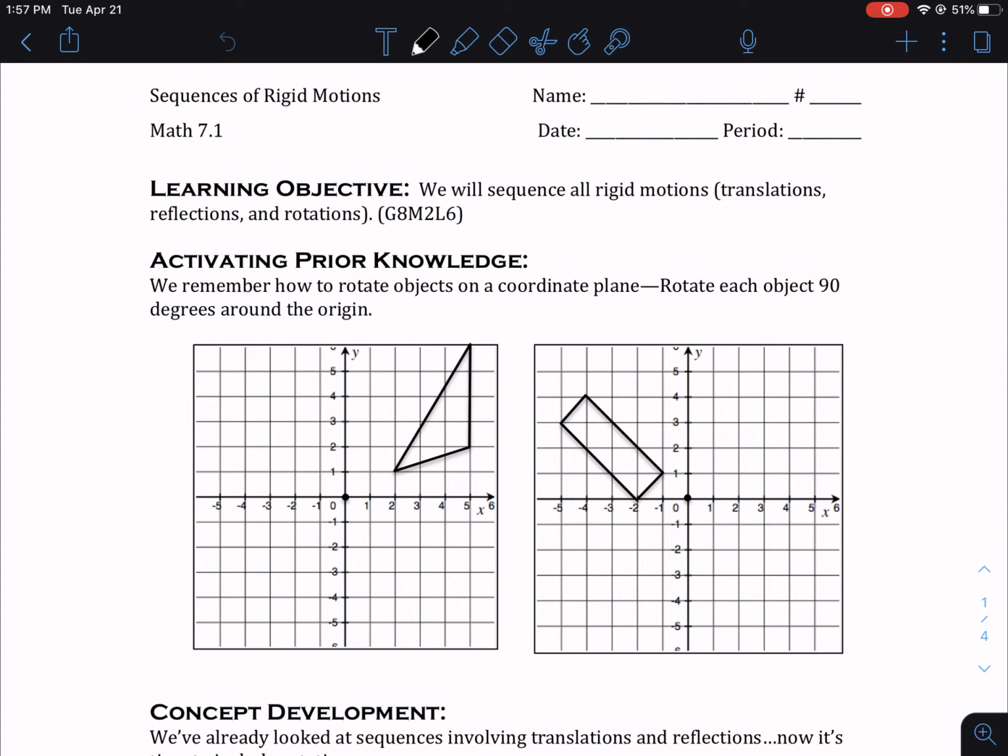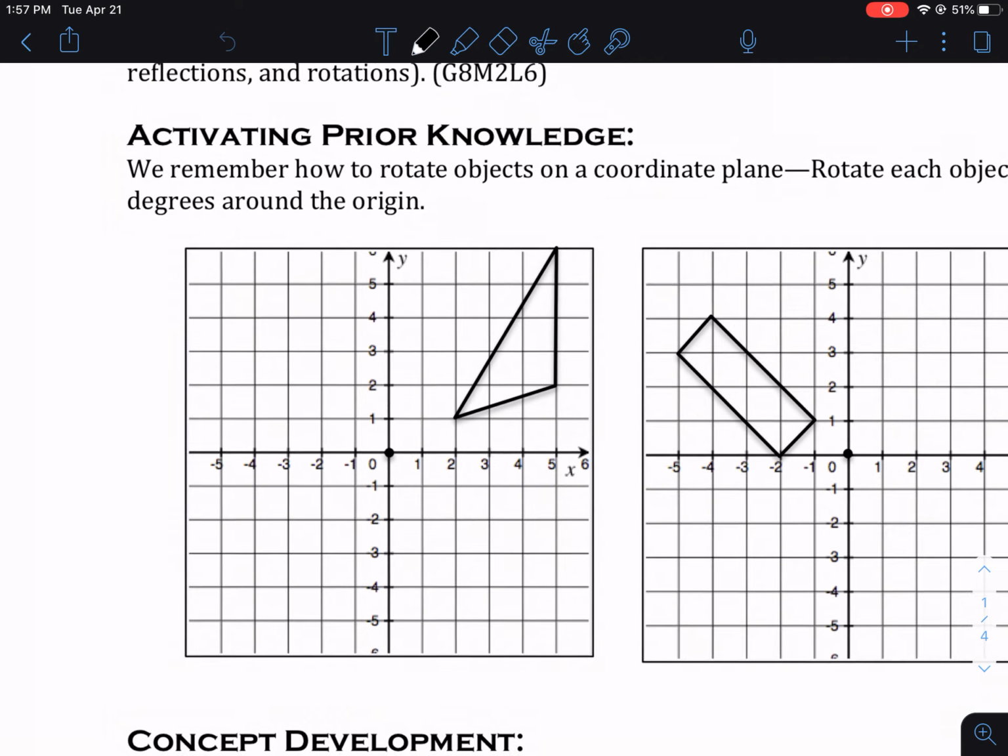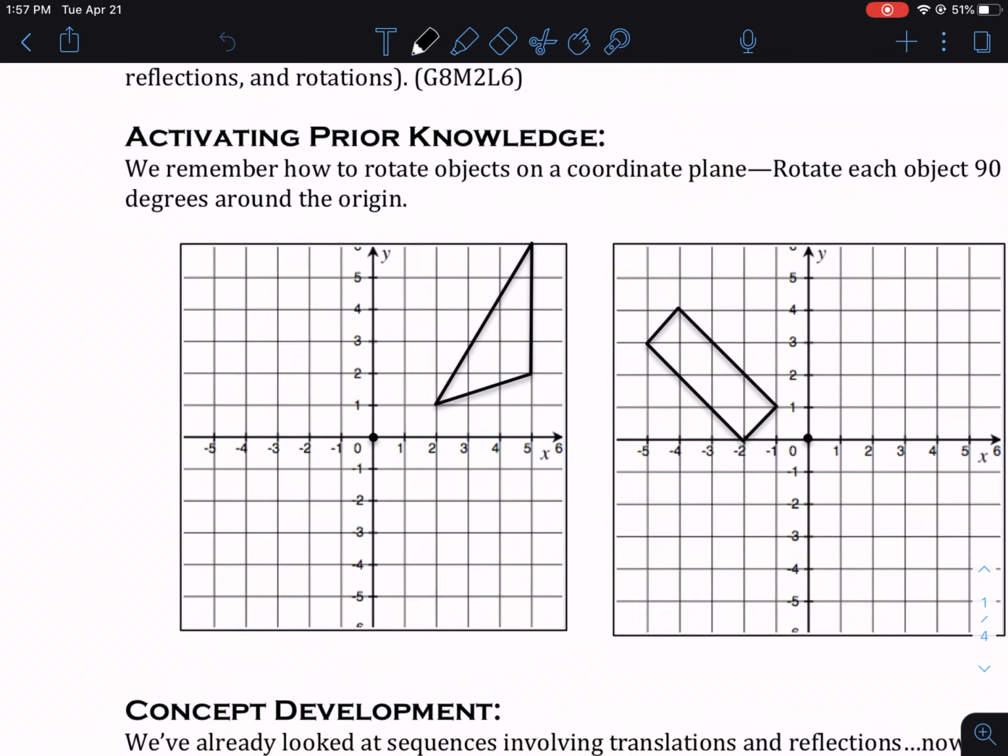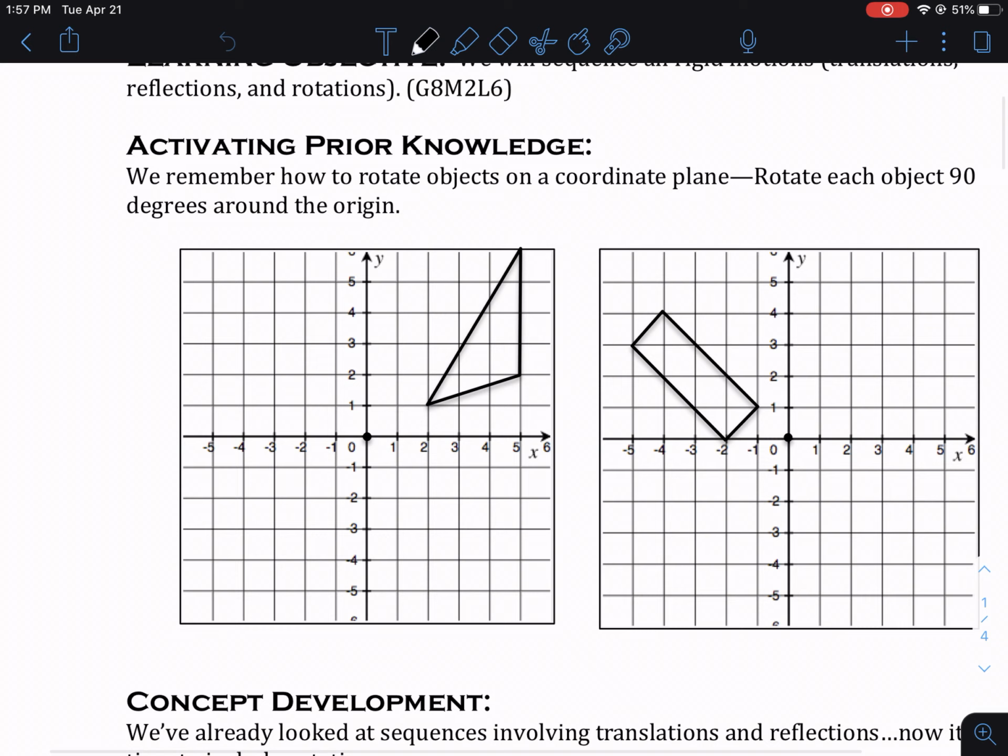All right. So today we will sequence all rigid motions: translations, reflections, and rotations. Let's do a quick check again on how to do rotations, because I do know that is the trickier one, especially if you're trying to do it in the interactive notes. When we rotate an object, we want to make sure we know by what degree and where our center is going to be. In this case, they want a 90-degree rotation around the origin. If it does not specify clockwise or counterclockwise, it is automatically counterclockwise.